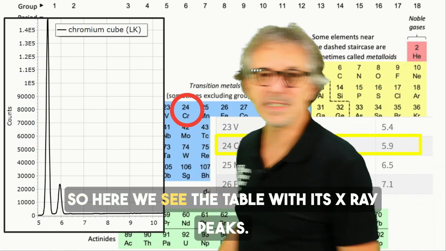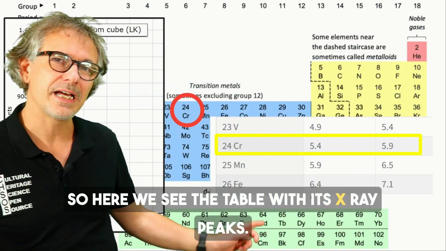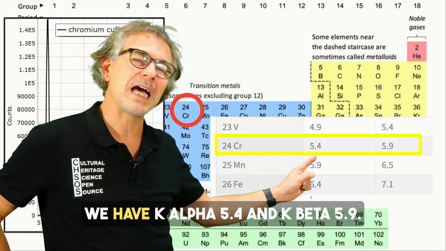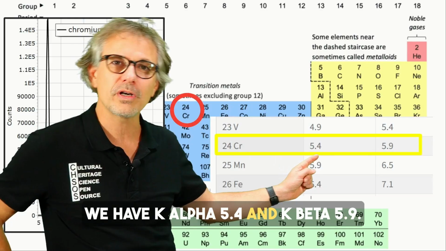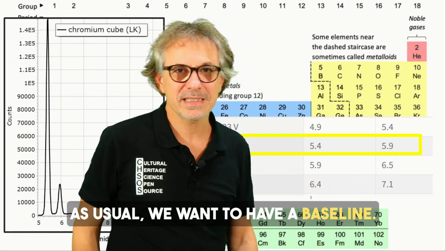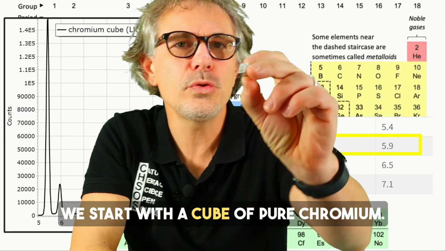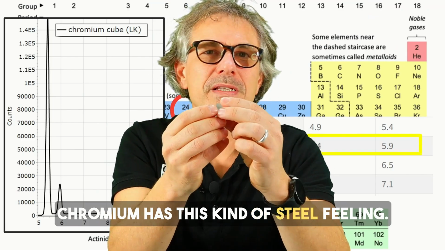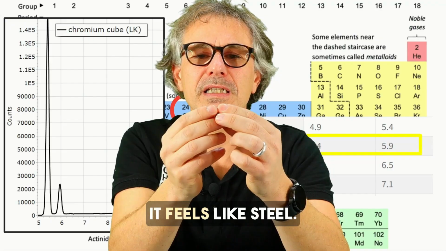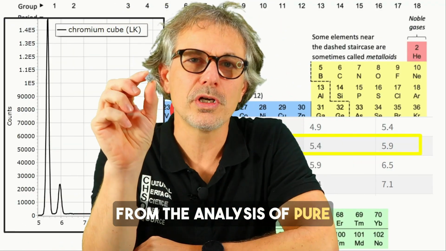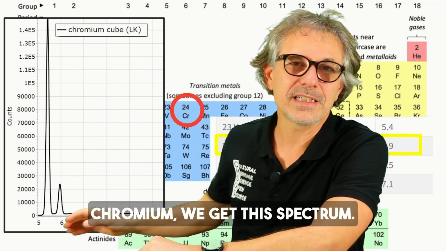So here we see the table with its X-ray peaks. We have number 24, chromium, with K alpha 5.4 and K beta 5.9. As usual, we want to have a baseline. We start with a cube of pure chromium. Chromium has this kind of steel feeling. It feels like steel. From the analysis of pure chromium, we get this spectrum.